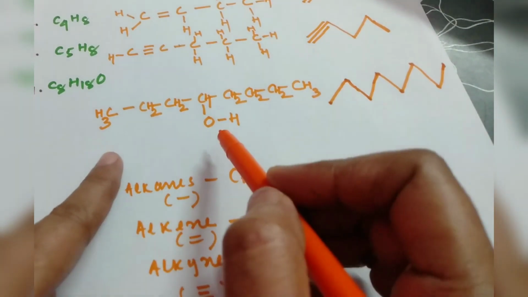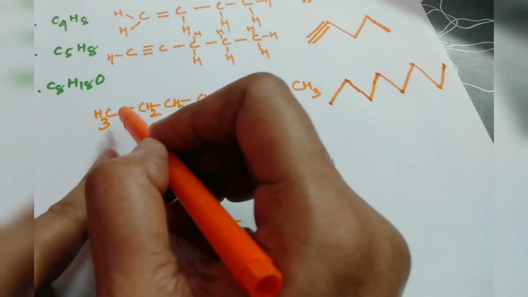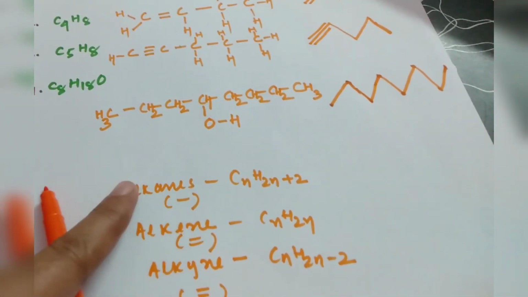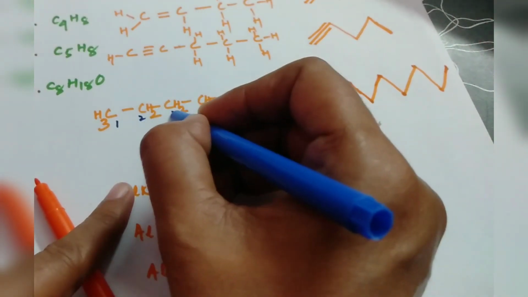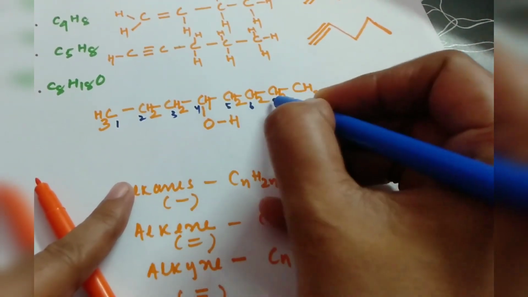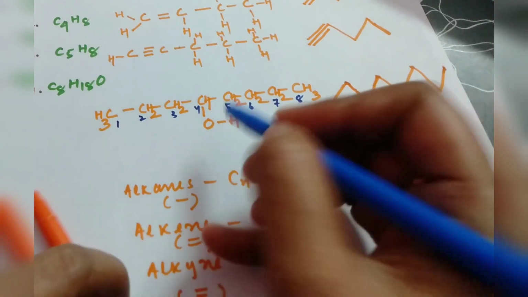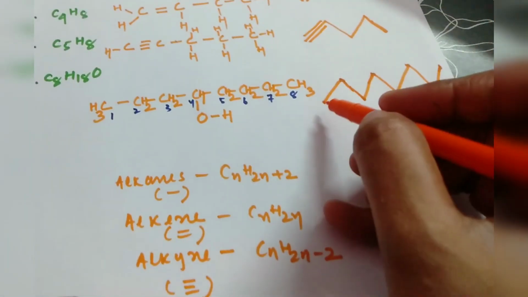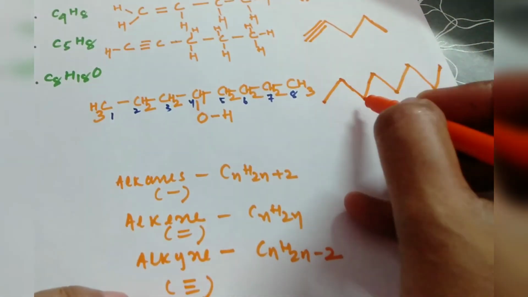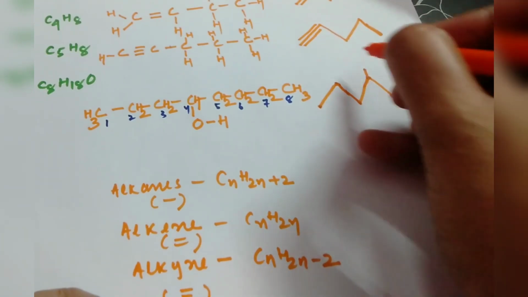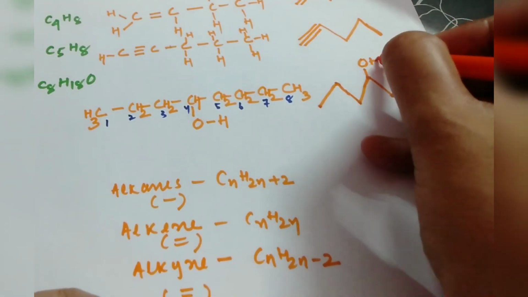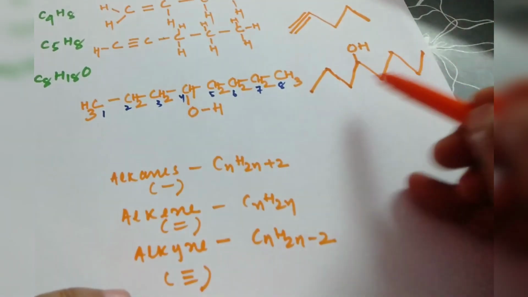Now in which position is there an OH group? If it is your position, you can show the position. 1, 2, 3, 4, 5, 6, 7, 8. So in the 4 position there is an OH group. So see here, here also 1, 2, 3, 4. In the 4 position there is an OH group. Okay, so this is the bond line notation of this compound.